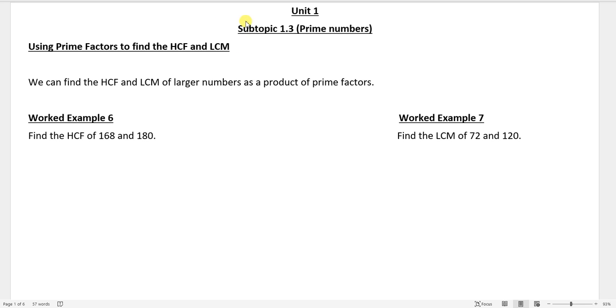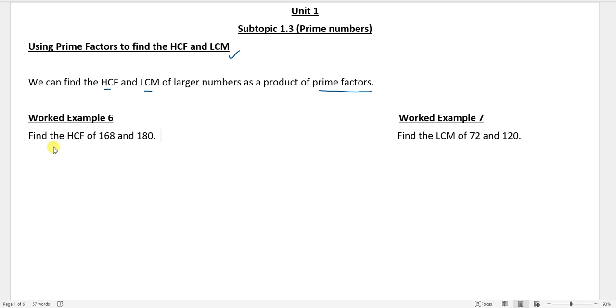Today we are going to continue with subtopic 1.3 and the discussion topic is using prime factors to find the HCF and LCM. We can find the HCF and LCM of larger numbers as a product of prime factors. That means we are going to find HCF and LCM using prime factors only.